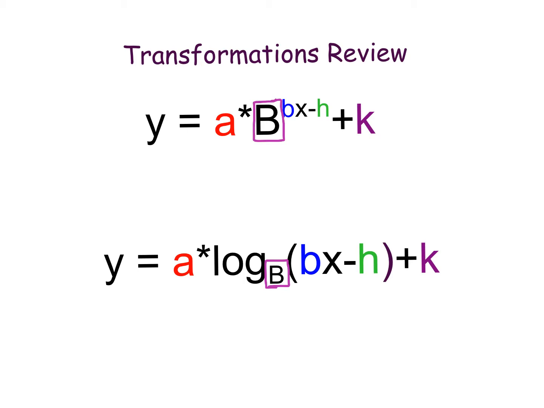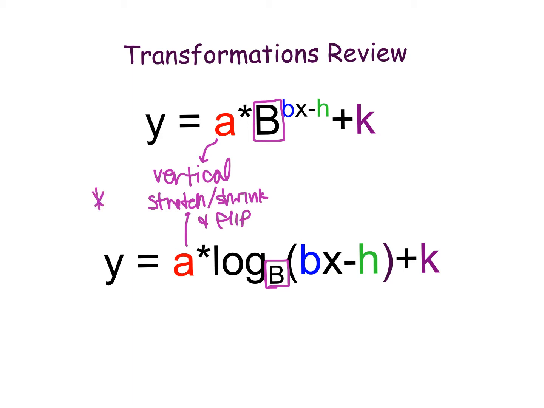So you'll notice that a multiplication out in front is still going to be where your vertical stretch and shrink and your flip occur. So this is still vertical stretch, shrink, and flip. And because it's a multiplication on the outside, it's a multiplication to your y values.